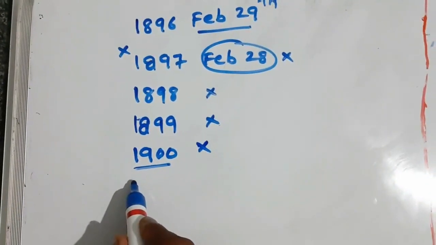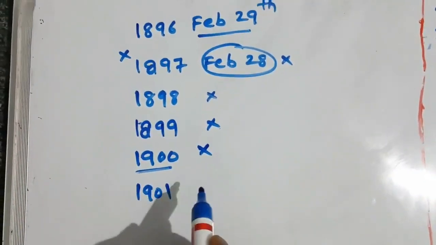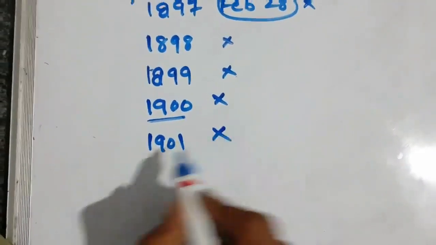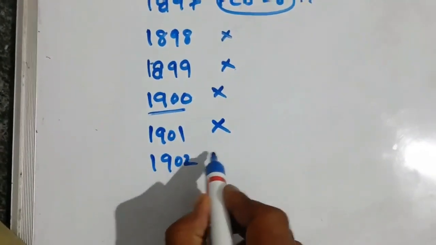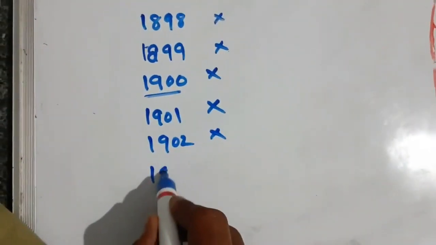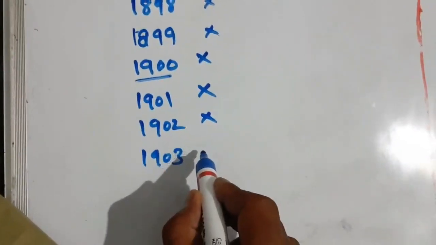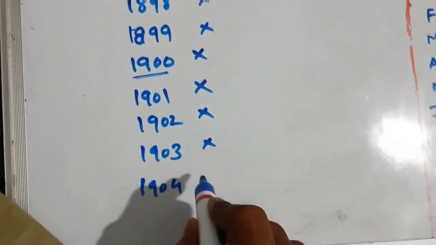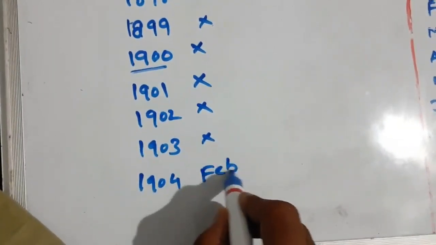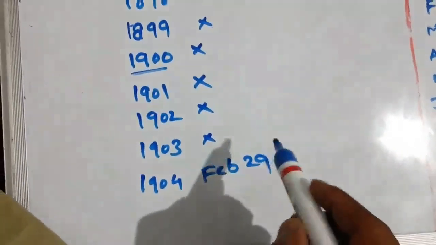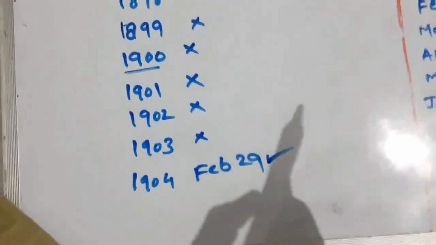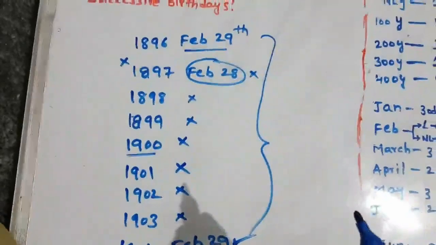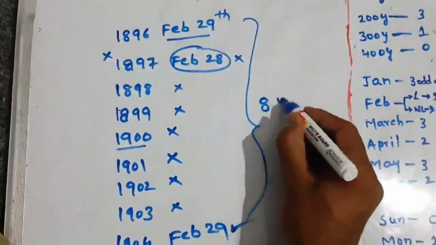After that, 1901, also not a leap year, so in February we won't get 29 days. 1902, also not a leap year. 1903, also not a leap year, we won't get February 29 days. 1904 is a leap year, February having 29 days. He will celebrate his birthday here. So how many years gap? 8 years.